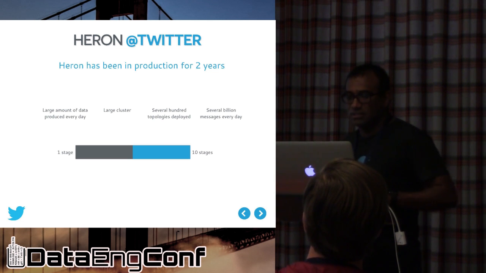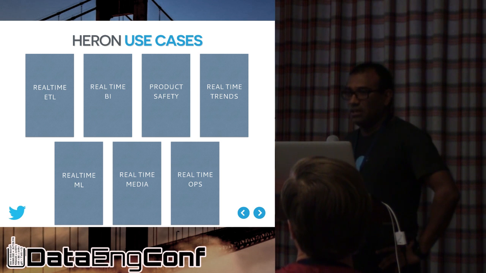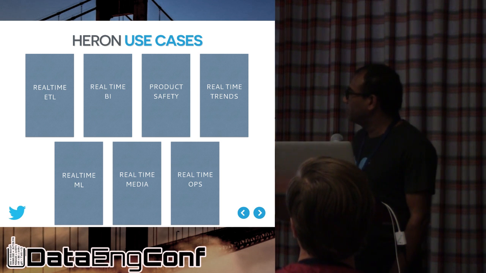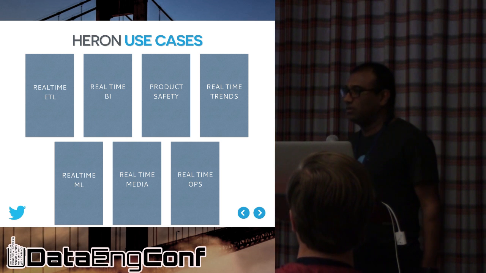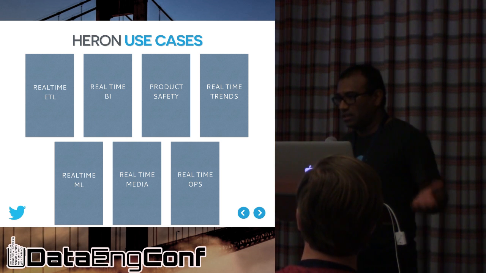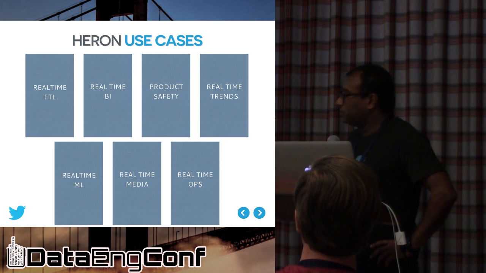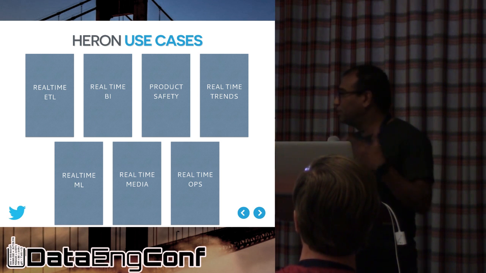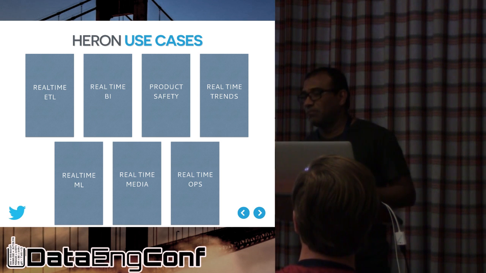Some of the use cases I can give out: we do real-time ETL, extract data and transformations, and real-time business intelligence. Teams like product safety use it for continuous fraud detection and various other things. All the Twitter real-time trends are being computed on top of it. Some groups are even doing model enhancements and model building in Heron as well. Even image processing, such as sanitizing images, runs on top of Heron. And finally, real-time ops also.